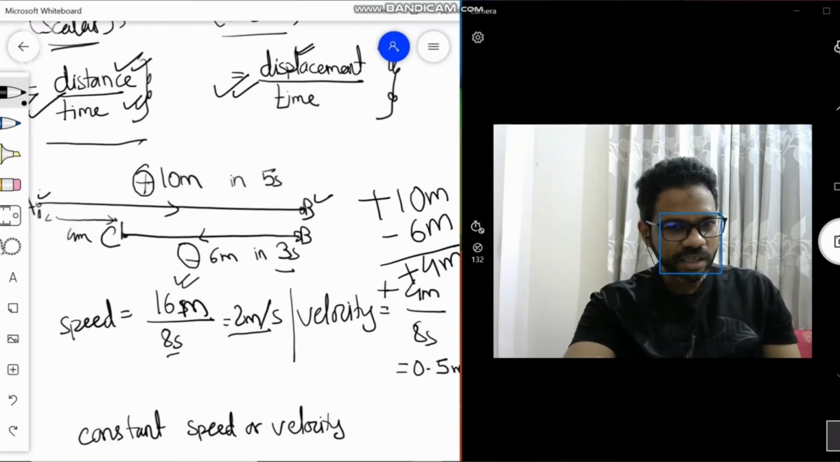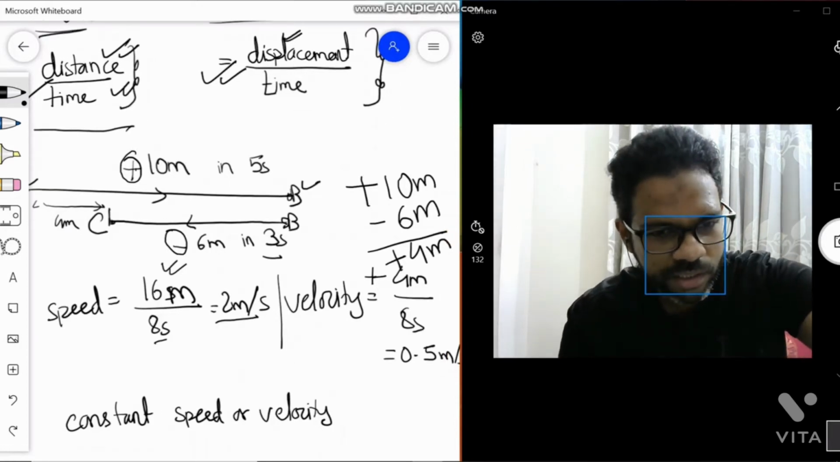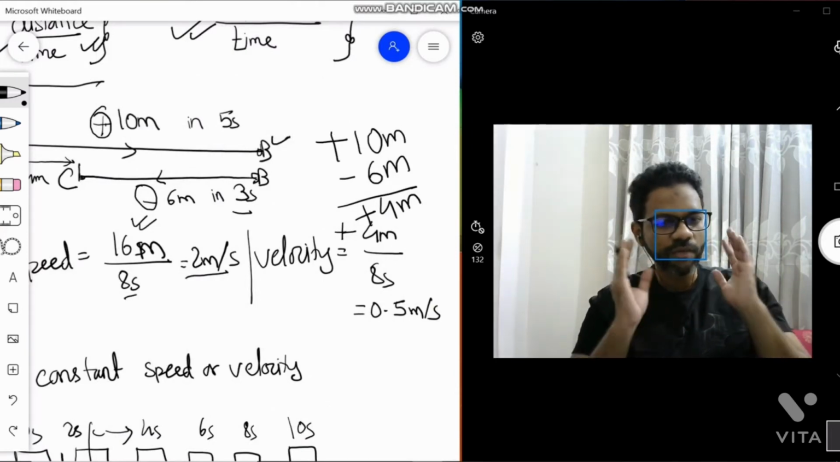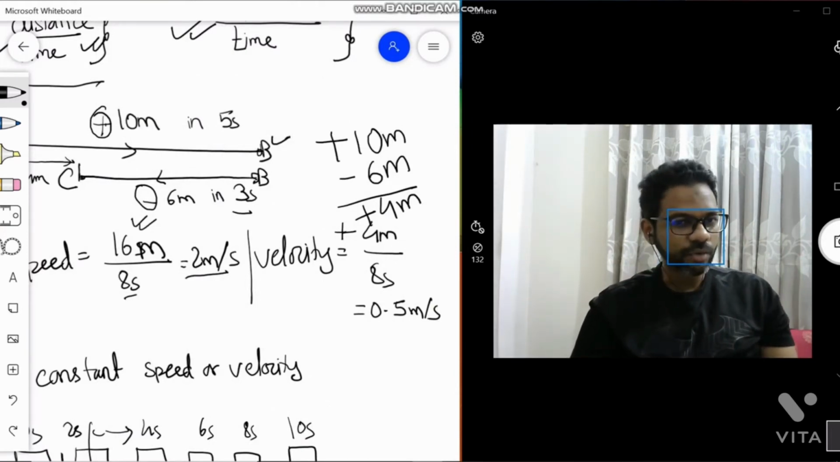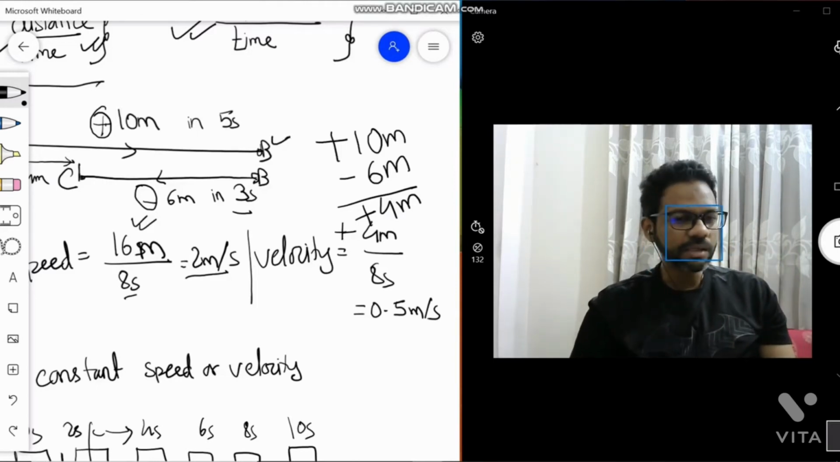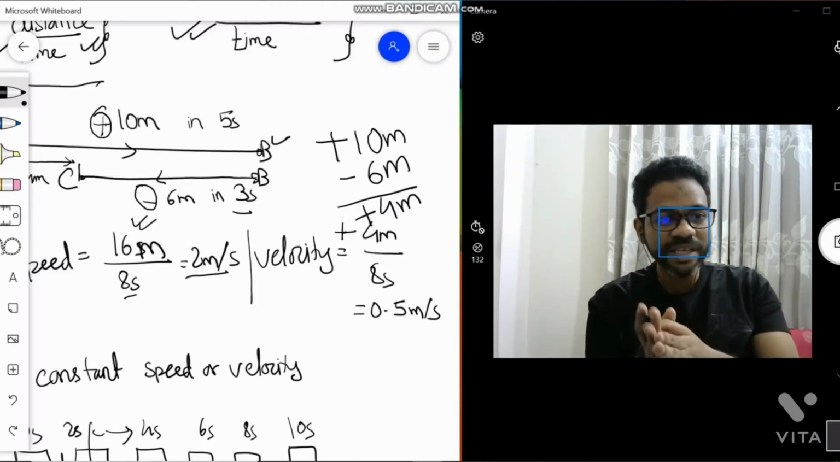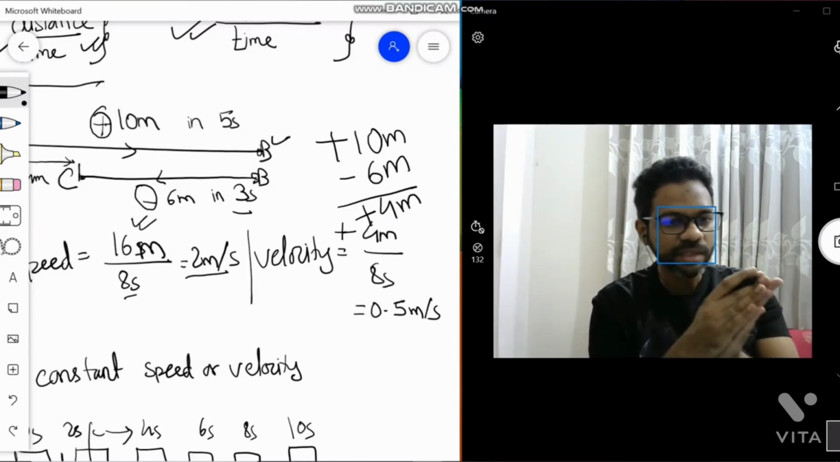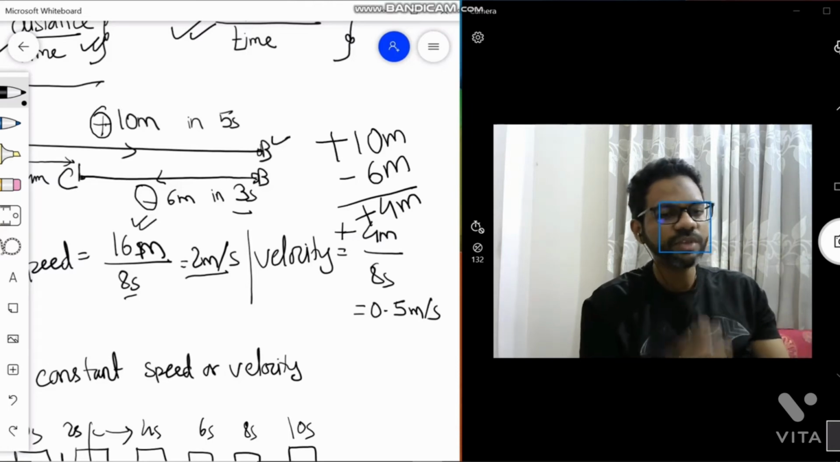And the time taken for this displacement to occur is also 8 seconds. You see, 5 seconds to this side, 3 seconds to this side. The displacement is 4 meters in 8 seconds. So what is my velocity here? 0.5 meters per second. This is something very important, and you have to keep it in mind: when you're calculating displacement, you have to consider the direction, and the velocity depends on the displacement, not on the speed. So the object's speed and velocity will be different for the same journey because of the direction.